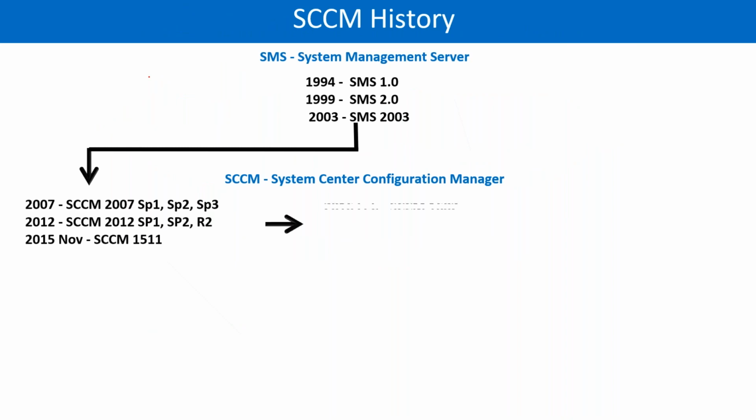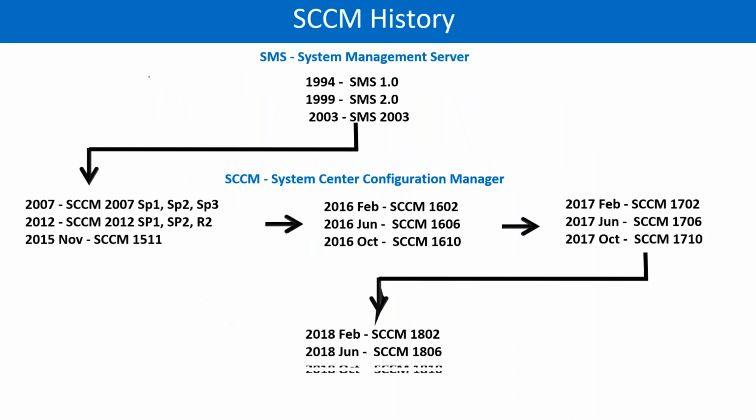Now, let me just give you a quick overview of this SCCM historical background. When this SCCM started, it was not SCCM, it was SMS, System Management Server. Microsoft released this product in 1994, SMS 1.0. Then in 1999, they released another product. Then in 2003, they released the upgraded one, and that is SMS 2003. Later on, Microsoft changed the name from SMS to SCCM. So that is now System Center Configuration Manager.